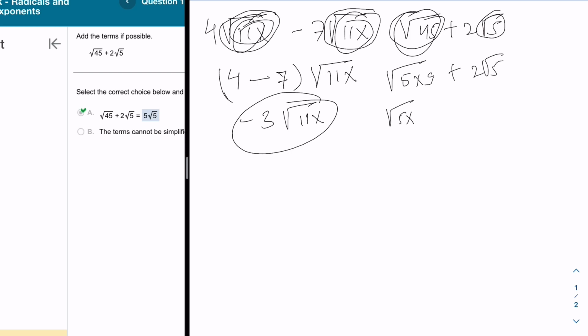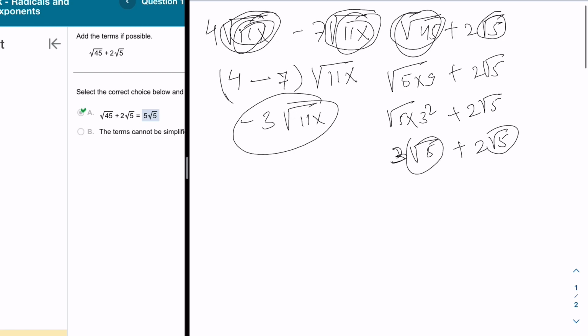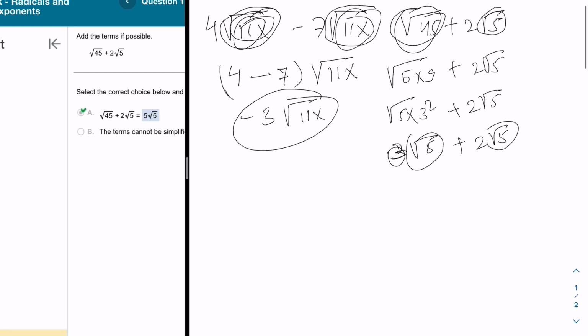Then we will do 3 square plus 2 root 5. After that 3 will go out. Look, now is it a like term? Obviously it is a like term. So 3 plus 2 is 5 and the like variable is root 5. So now this is the last answer. We need to put that into the blank.